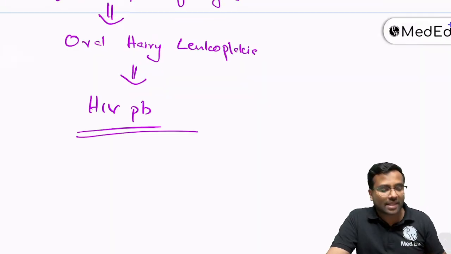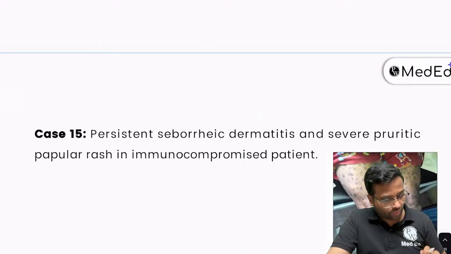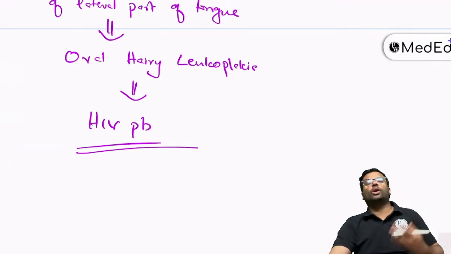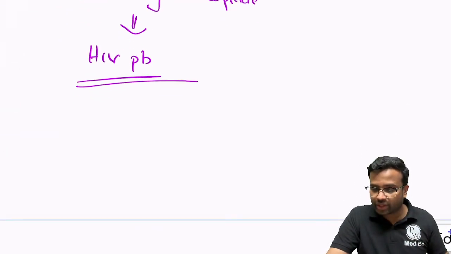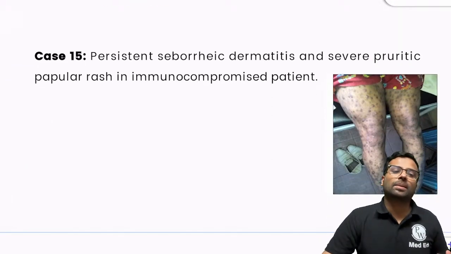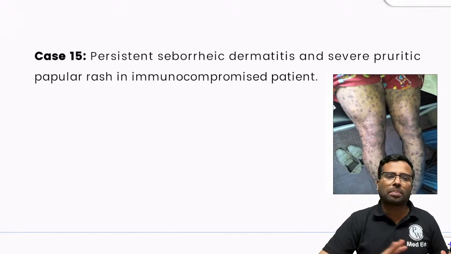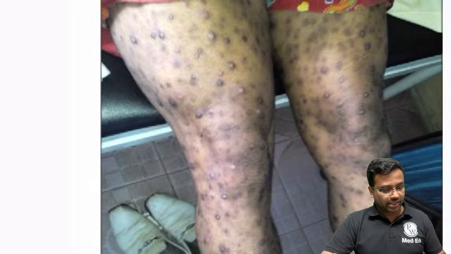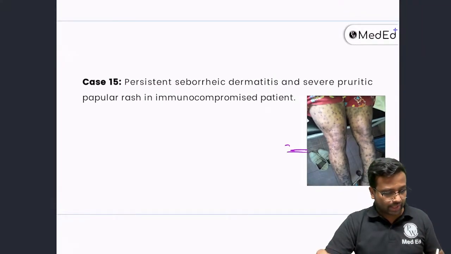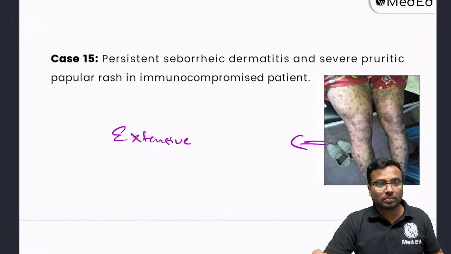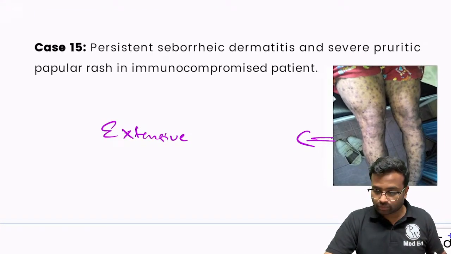Clear? And extensive molluscum, I have not got that image, but extensive molluscum can also be seen in HIV patients. That is going to be seen in an immunocompromised patient. So what is this one? When there is persistent seborrheic dermatitis, severe pruritic papular rash in an immunocompromised patient, I guess this one is an example of extensive molluscum.